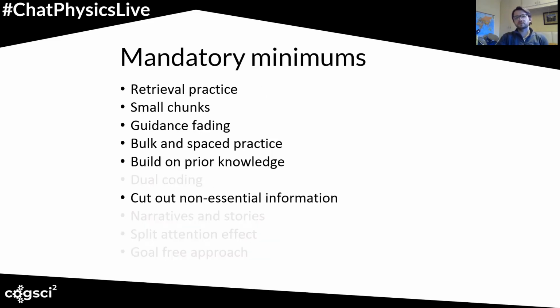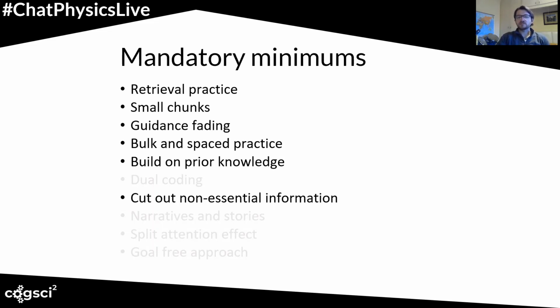So mandatory minimums, this is my idea of, if I was to say which things should someone focus on first, these are the ones I'd focus on. I've chosen these because they all can be done relatively easily. They don't need a lot of resourcing. They don't need a lot of restructuring, apart from maybe cutting out non-essential information. If your PowerPoints are quite visually stimulating, you may want to trim them down, take out some of the words and things like this.